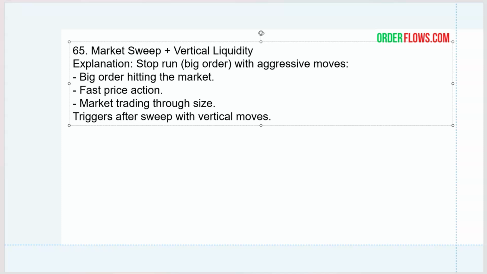But again, a market sweep doesn't have to be the result of a stop. It could just be a big trader coming in saying, hey, I need to buy 100 euro currency. Just buy it. I need to buy 500 E-minis. Just buy it. And what you have is fast price action. You have the market trading through size. It's going to trigger after the sweep generally, and with vertical moves.